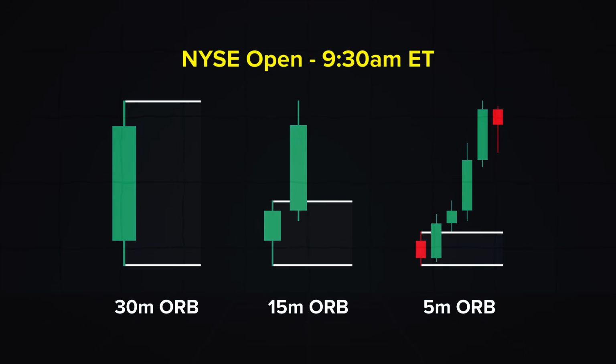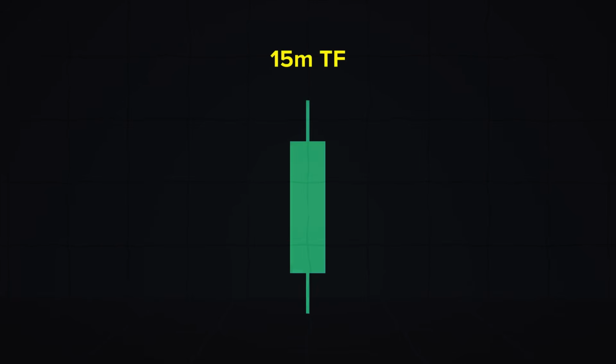As you can see, the primary distinction between these timeframes is the size of the resulting range. The 30-minute ORB typically creates a larger range, while the 5-minute ORB produces a much smaller one. This is why the 15-minute ORB is the most common choice among traders, as it offers an optimal balance between risk management and reliability. For this reason, we will use the 15-minute ORB in our examples. However, the core strategy for trading the breakouts remains consistent across all timeframes.